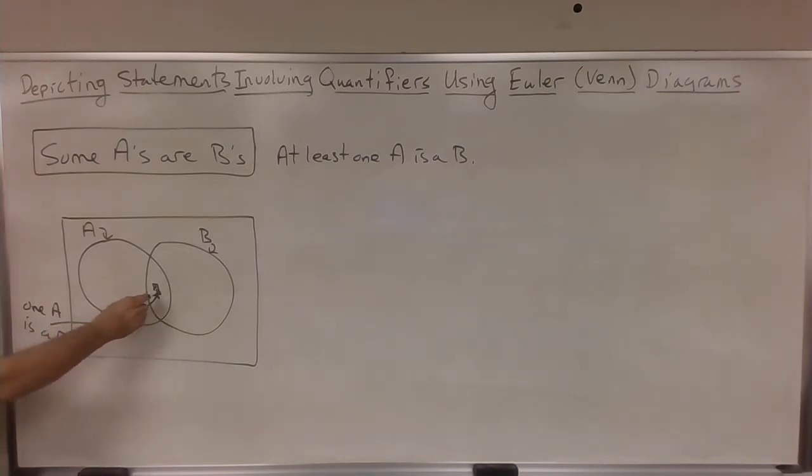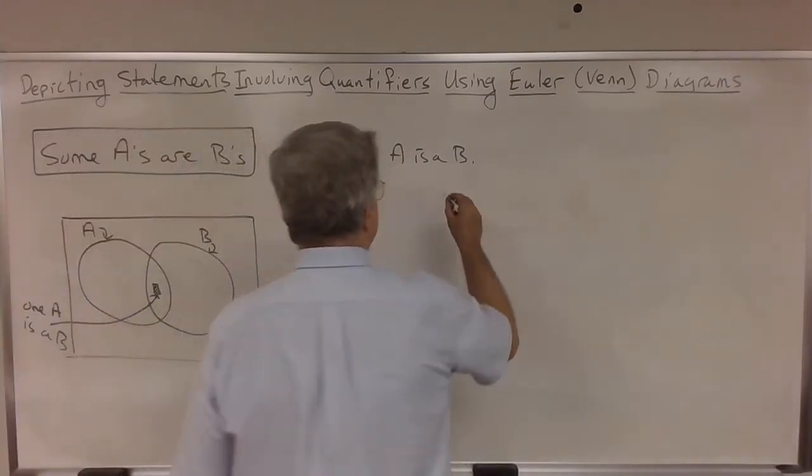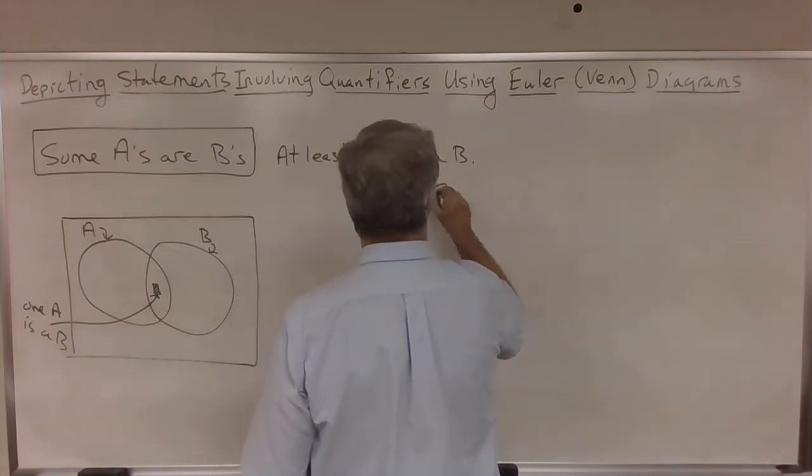So here's 1A, it's in the A circle, but it's also in the B circle. That's how we draw that. Now let's look at an example.